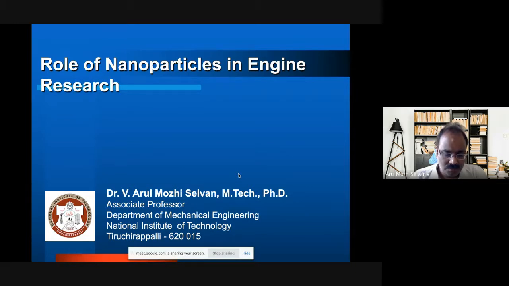So I started working on, what could be the alternate? By that time there were commercially available additives like Tween 20 or Tween 80, okay, those kinds of additives were available in the market. But I didn't want to go for another alternate as an additive. So I started working on the biodiesel itself as an additive.